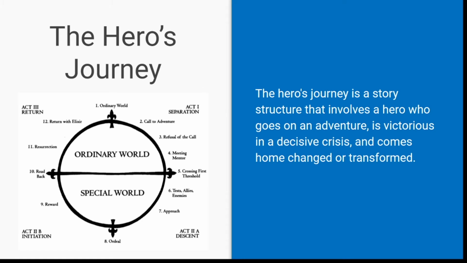Our next example of a plot structure is the hero's journey. The hero's journey is a story structure that involves a hero who goes on an adventure, is victorious in a decisive crisis, and comes home changed or transformed. In our diagram here, there are 4 parts to the hero's journey. Act 1, separation. Act 2, a descent. Act 2, Part B, the initiation. And then finally, Act 3, the return.